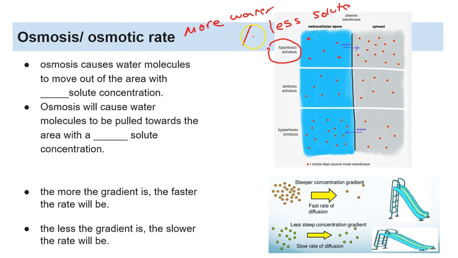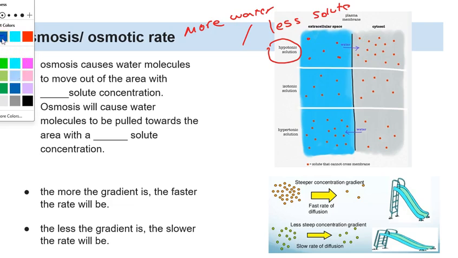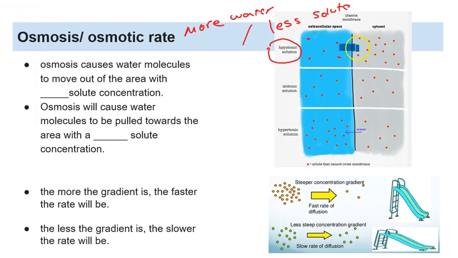And we learned that osmosis is the movement of water molecules from more water to less water, or from less solute to more solute. So here, we have the movement of water from the hypotonic solution to the cell, or from the solution with more water and less solute to the solution with less water and more solute.